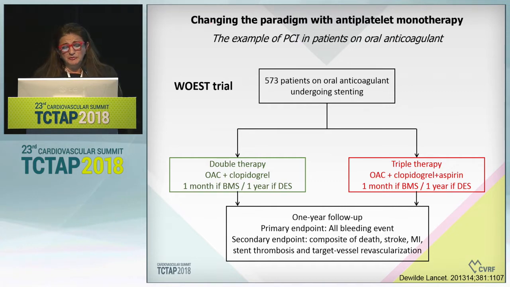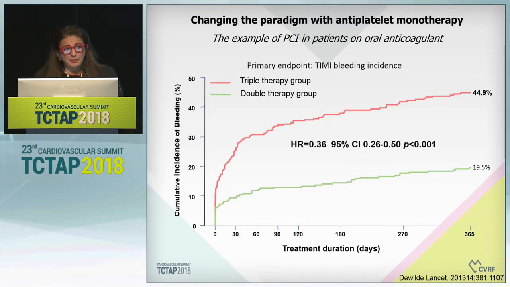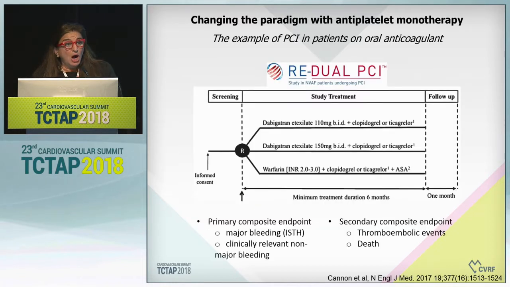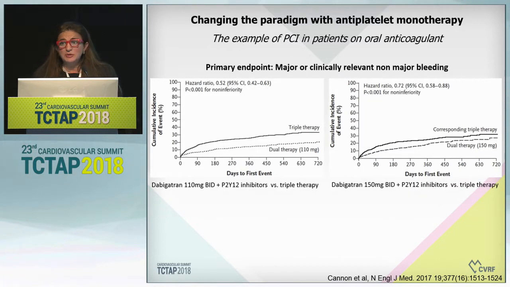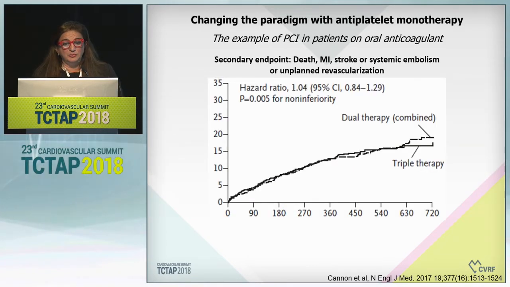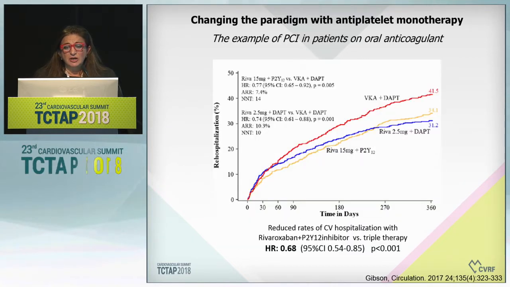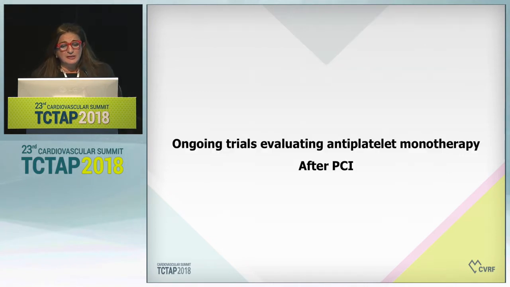And the WOEST trial did that beautifully in AFib patients, where they did show an incredible benefit in reduction of bleeding and actually a reduction in ischemic events. And others in AFib trials, like REDUAL and PIONEER, we did the same thing where we withdrew aspirin and these patients had less bleeding with no ischemic endpoint issues. And here's their ischemic endpoint with dual therapy being very, very similar. The same with the rivaroxaban-based strategy. We were able to show a reduction of bleeding without any evidence of increased mortality or ischemic events. So this entire paradigm of antiplatelet therapy going to monotherapy is something for us to think about.